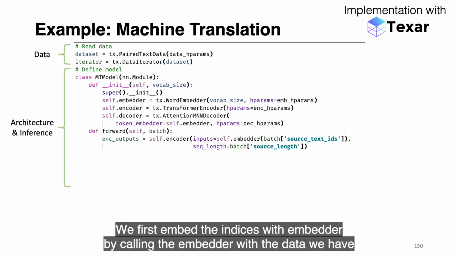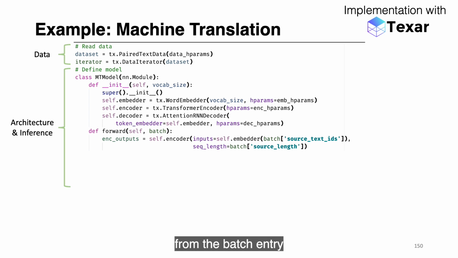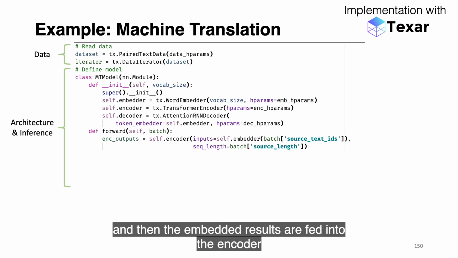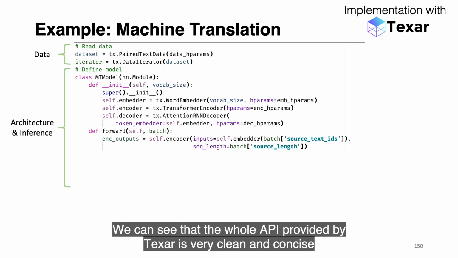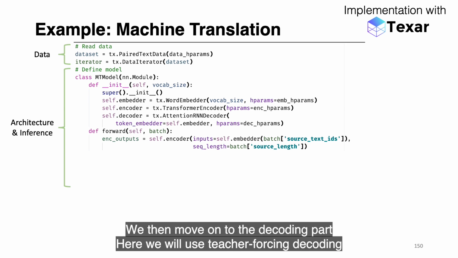We first embed the indices with the embedder by calling the embedder with the data we have from the batch entry. And then the embedded results are fed into the encoder by calling the encoder with arguments. We can see that the whole API provided by Texar is very clean and concise. We then move on to the decoding part.